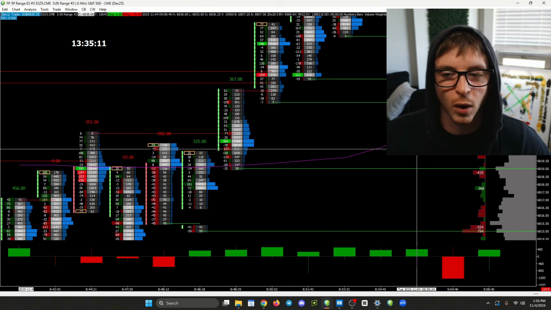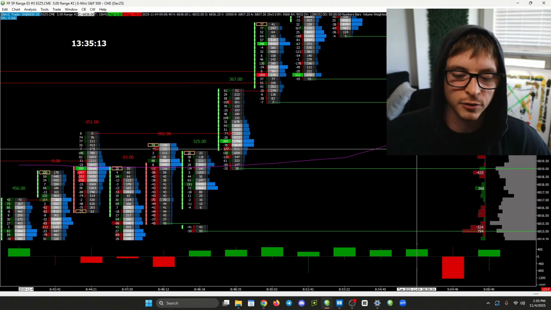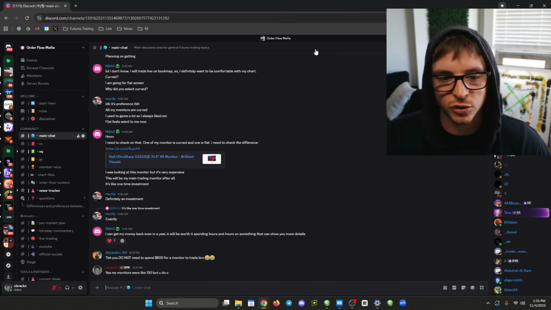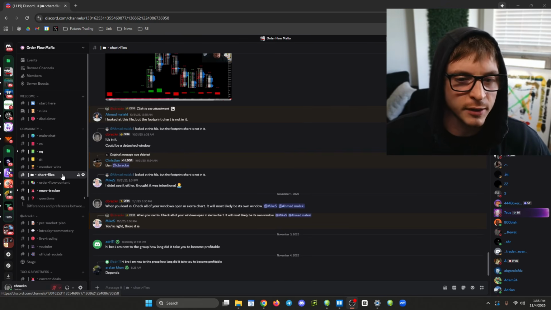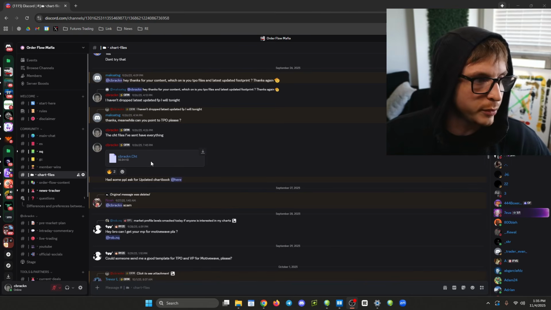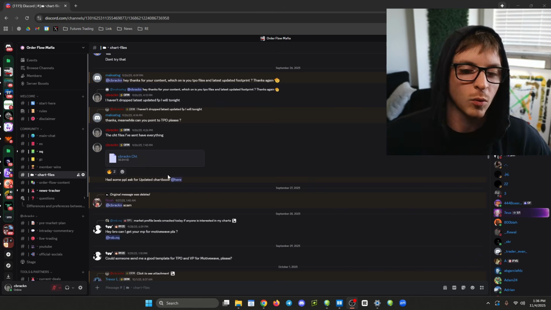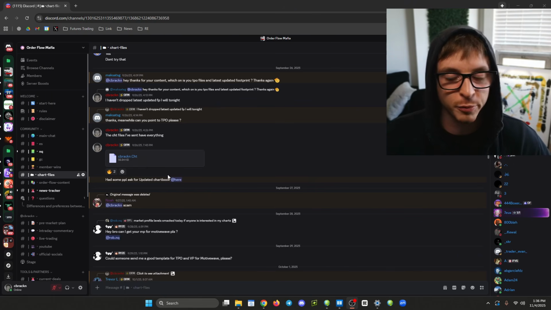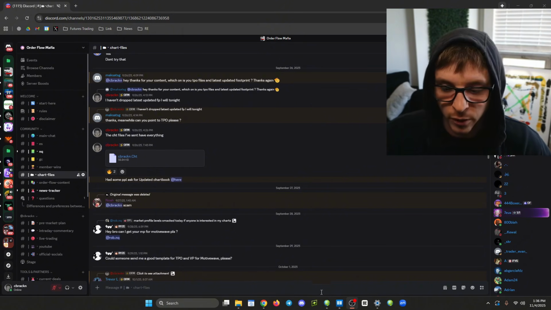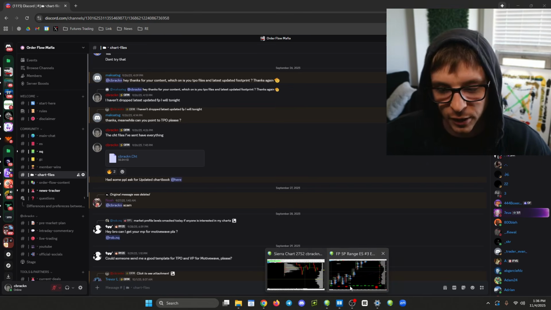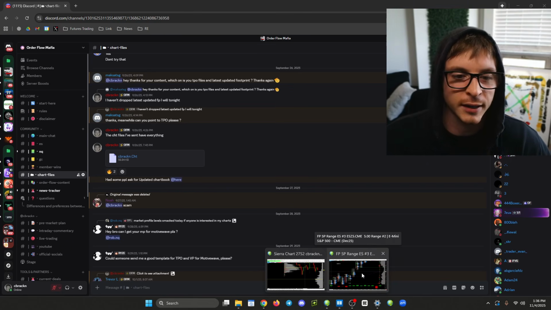So finally, if you want this footprint chart, how can you get it? First, all you got to do is join the Discord that's in the description. After that, you're going to come over here into the chart files section, and you will be able to find my Sierra Chart book that I shared with you guys. When you open this chart book up, the footprint chart is there. It is a detached window. I'm not trying to gatekeep the footprint chart from you. You just have to make sure that whenever you open Sierra Chart, click on the Sierra Chart icon at the bottom of your screen, and you will see the footprint chart in a separate window.